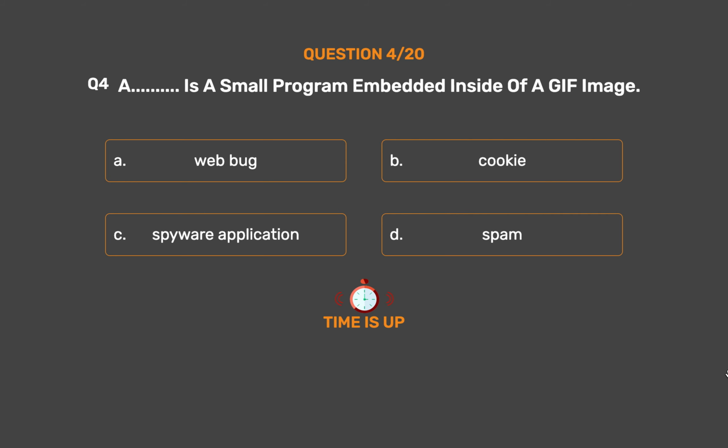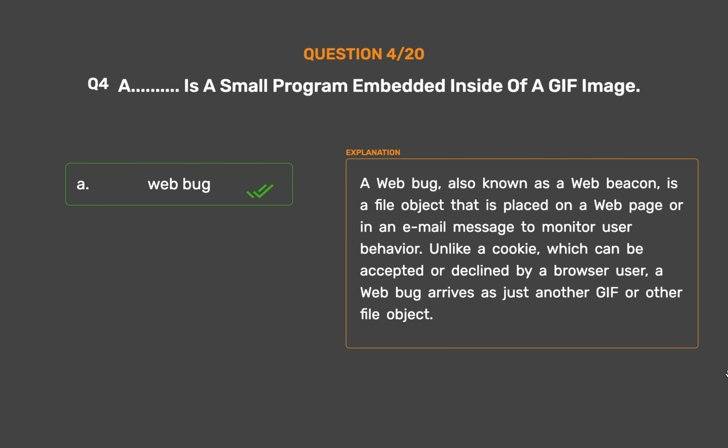The correct answer is Option A. Web bug. A web bug, also known as a web beacon, is a file object that is placed on a web page or in an email message to monitor user behavior. Unlike a cookie, which can be accepted or declined by a browser user, a web bug arrives as just another GIF or other file object.